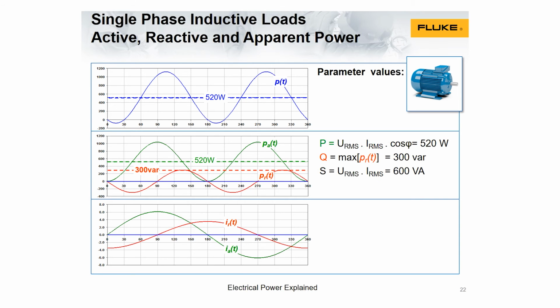You can add active powers to each other, and you can add reactive powers to each other, but you cannot add active to reactive powers because they act at right angles to each other. The apparent power, the power that appears at the utility, is actually the vector sum of P and Q.